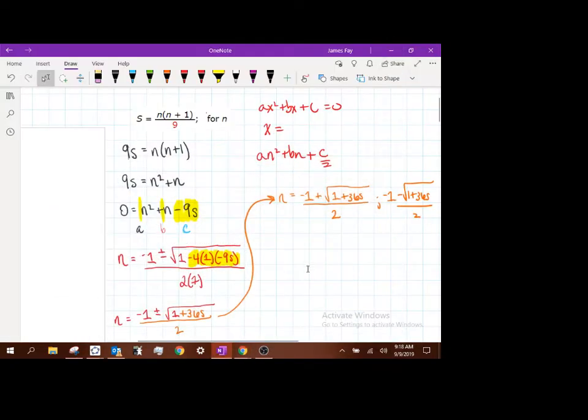So let's just deal with this first one here. Okay? Since you have a sum up top and a singular denominator, that means you can pull that apart into 2 fractions with the same denominator. You can rewrite this as n is equal to -1 over 2 plus 1 plus 36s under my radical all over 2. Does that make sense? That still looks nothing like what they had, because they had a 1/2 out front, right?